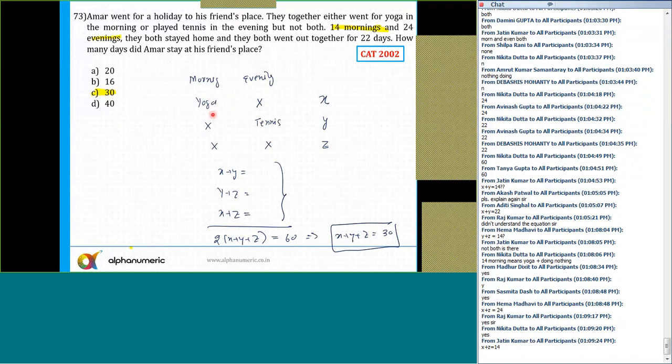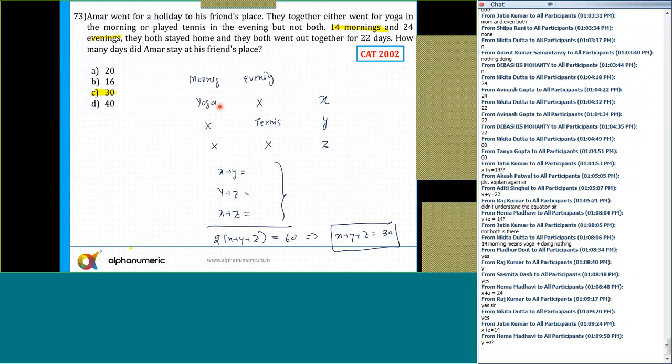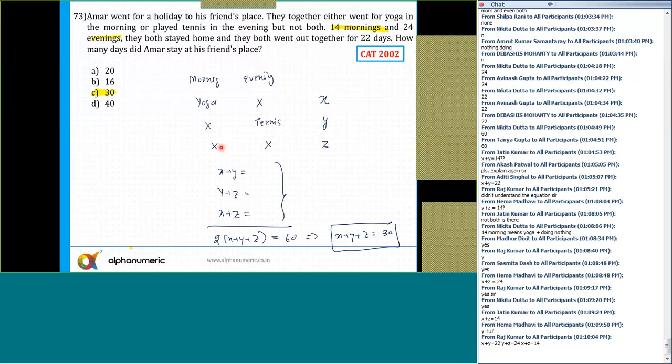So on 14 mornings they both stay at home. So this is X plus Z, when he's doing the yoga. Now remember, he's doing the yoga on X days in the morning, and there will be a few days on which he will be staying at home. When they are out for the 22 days, it might be either in the morning or evening. So you can write down that X plus Z is equal to 14.